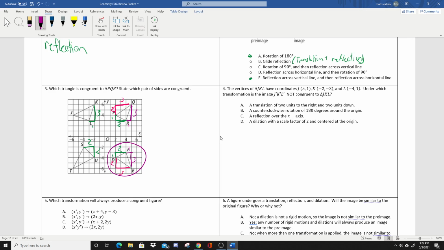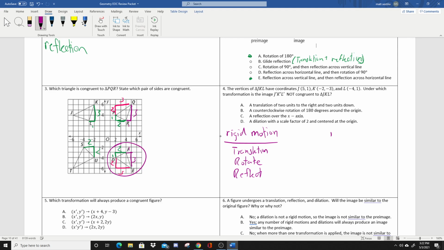Okay, so we have the vertices of this triangle. Under which transformation is the image not congruent? This is a nice review of rigid motion. This is a vocab word that means the object stays the same after you do something to it. So that's true after translation. If you translate an object, it's still the same one. If you rotate an object, it's still the same object. If you reflect the object, it's still the same.